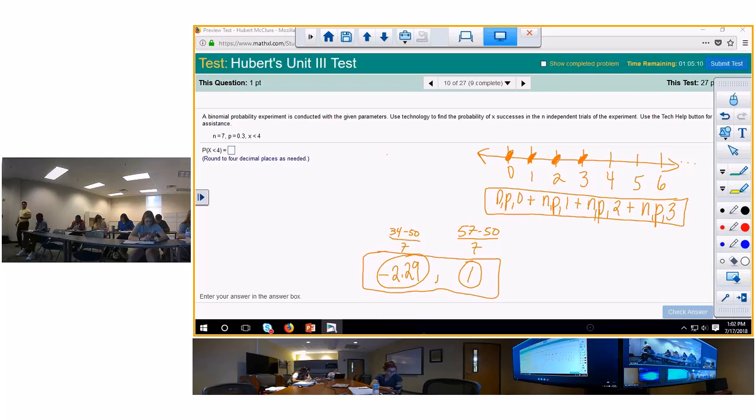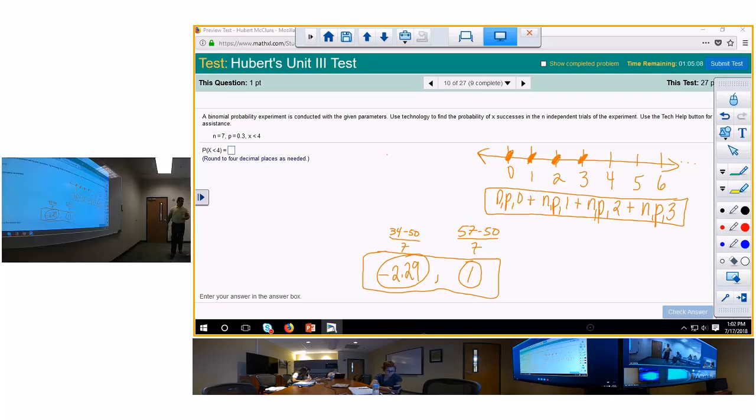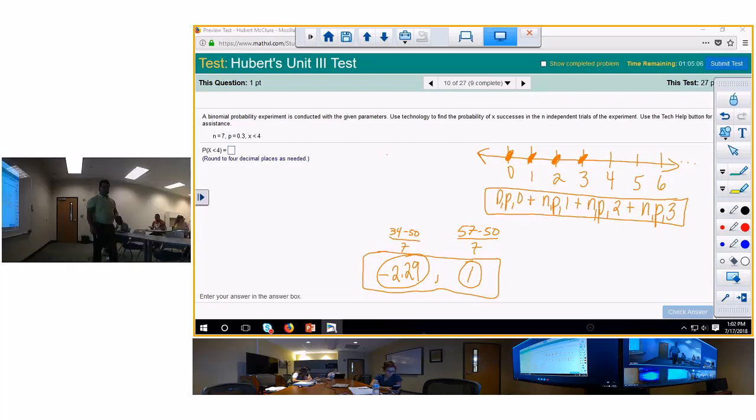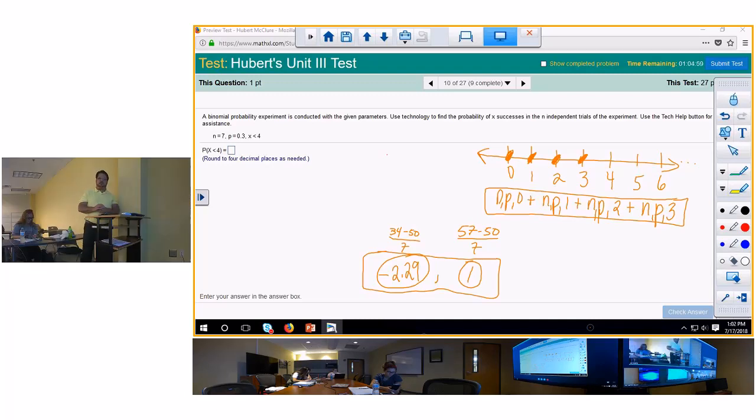Binomial. Is it binomial CDF or binomial PDF? Which one is it? I can't remember. Oh, Hubert, it's so-and-so. Thank you, class. I appreciate you referring to your notes and telling me which one it is.